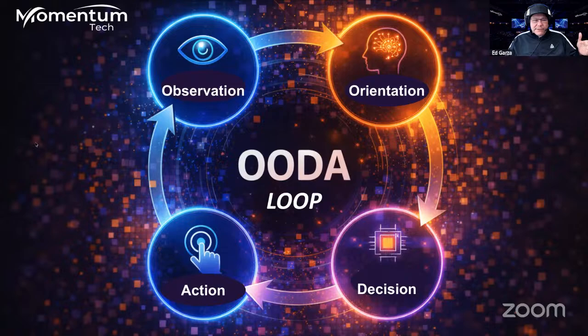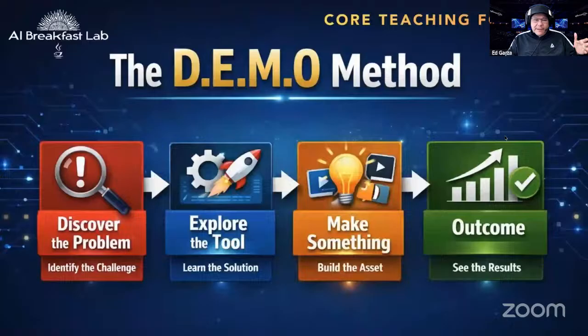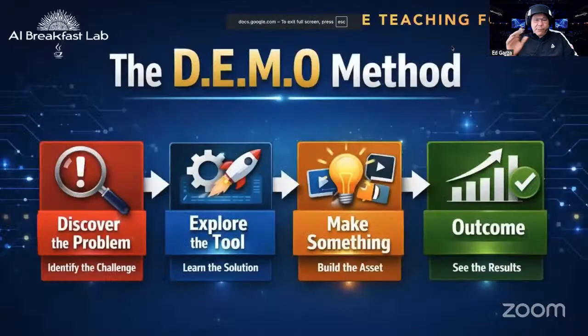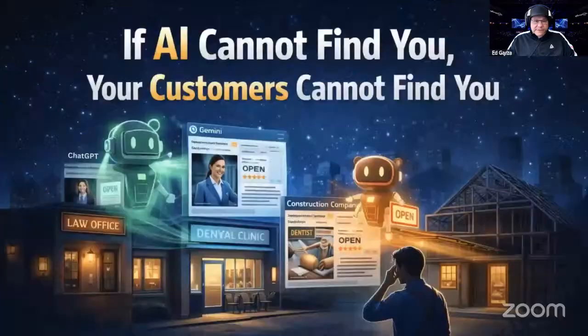The first thing we've changed is the concept of the demo method, the full demo method. So let me make sure I'm on the right presentation. Yes, I am. Okay, great. Excellent. So the demo method is important. This is the first thing we've changed. The OODA loop is the second one. These two are critical here at the Breakfast Lab.